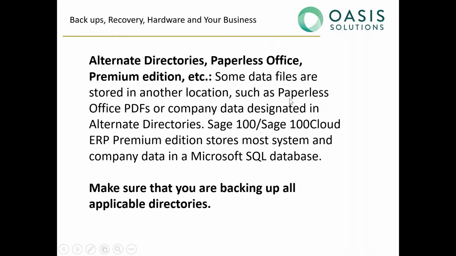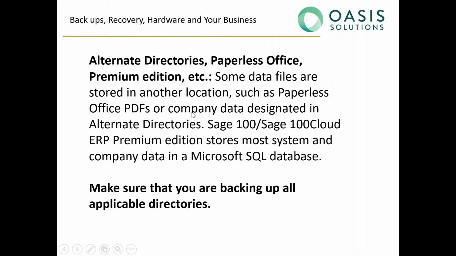So other locations could be maybe where you're storing your paperless office PDFs. Now, some people may just allow those PDFs to be saved within their Sage folder. But let's say that you do payroll and you want to make sure that any of your payroll journals and registers or copies of those direct deposit stubs are saved in a safer, more secure location, maybe on your C drive or maybe somewhere else on a server or a different server. So you want to make sure that you're going to take a look at that.